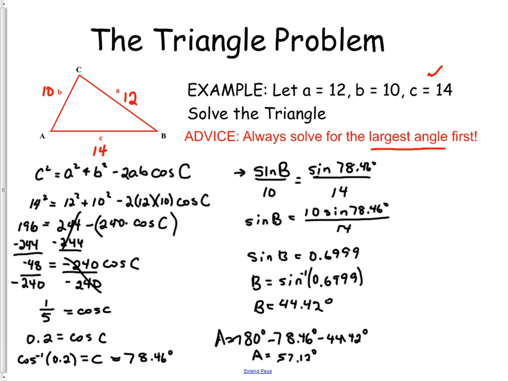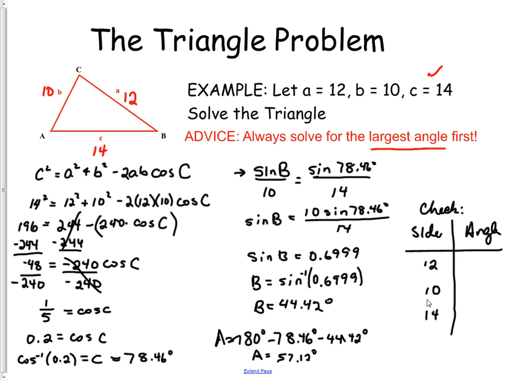If we do a little check to make sure our numbers work out, we have our sides aligned with our angles: the sides of 12 for A, 10 for B, and 14 for C are set opposite 57.12 degrees for angle A, 44.42 degrees for angle B, and 78.46 degrees for angle C. It looks like our smallest side is opposite our smallest angle and our largest side is opposite our largest angle, and so we're done.